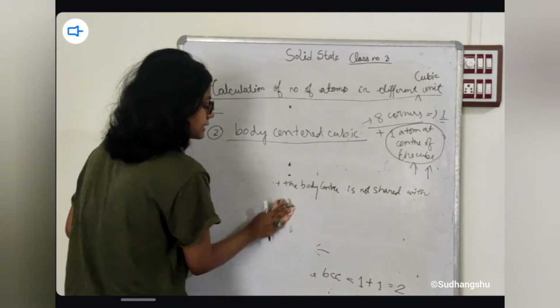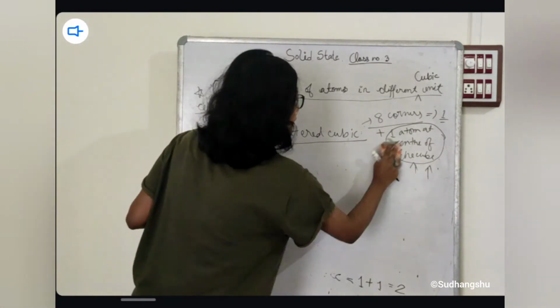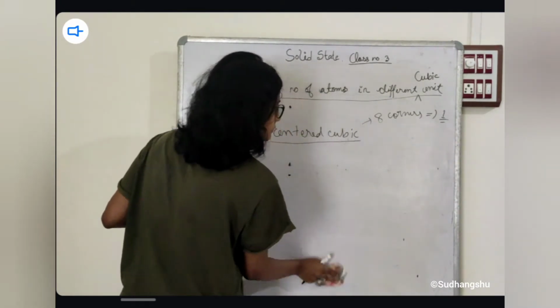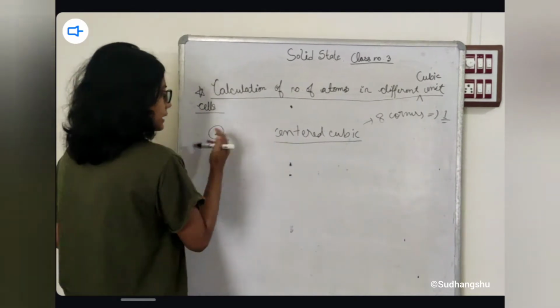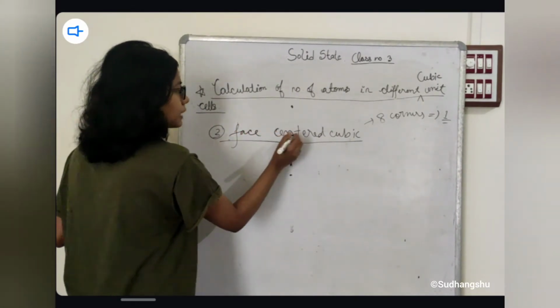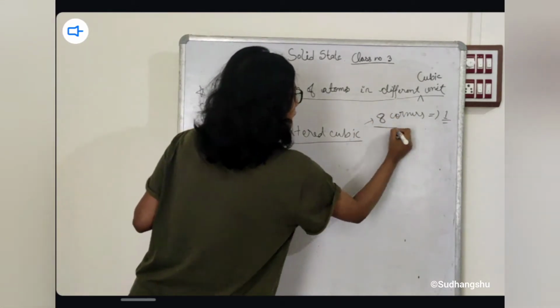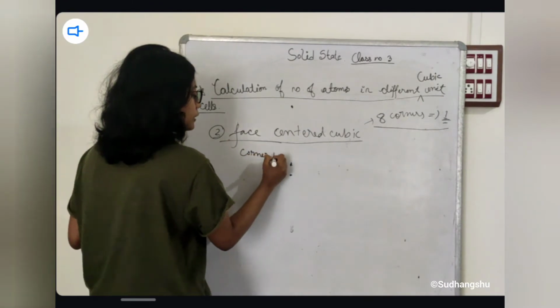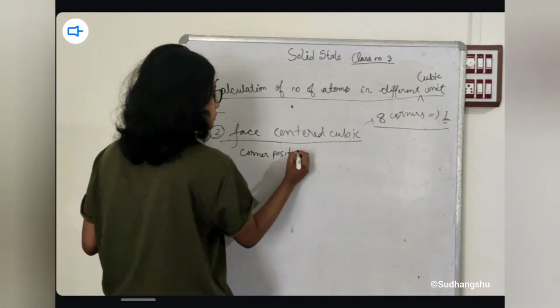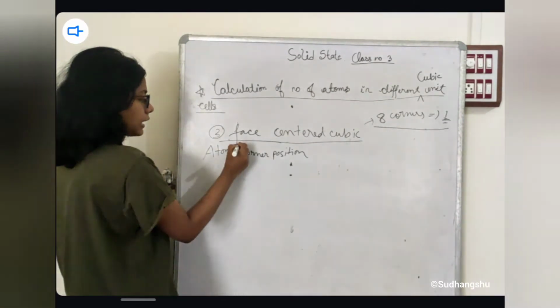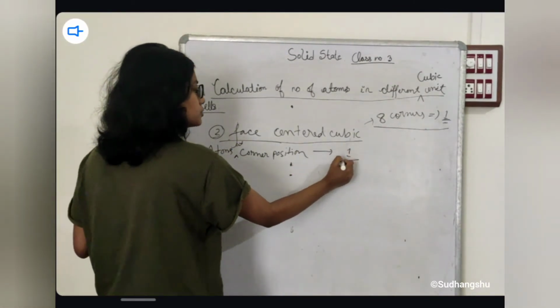Now coming to face centered. So face centered, how many atoms are at the corner position? At the corner position, again it is the same, right? 8 corners, and it will again contribute 1. So atoms at corner positions contribute 1.